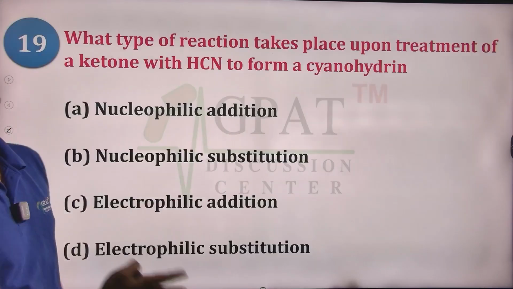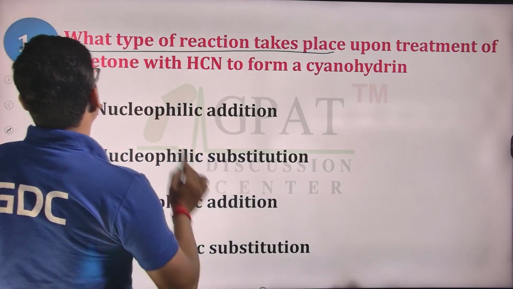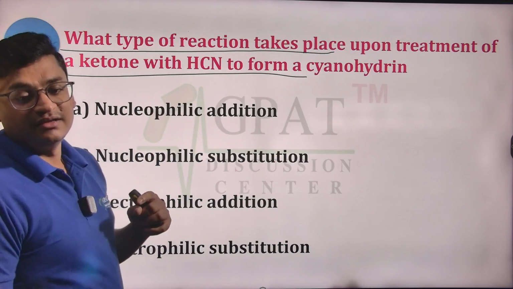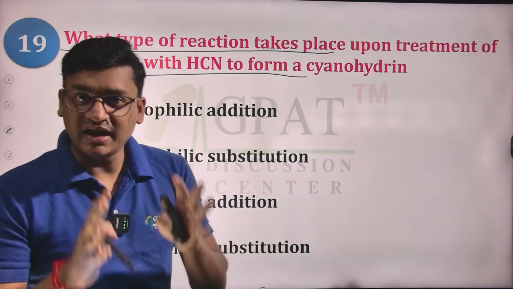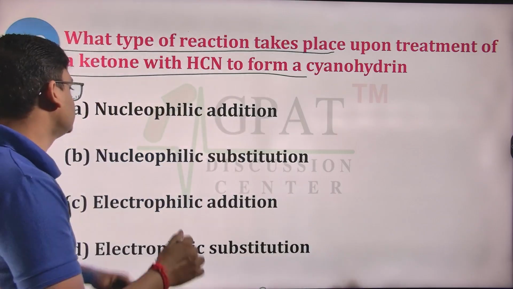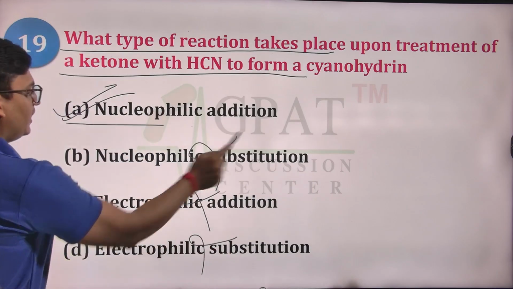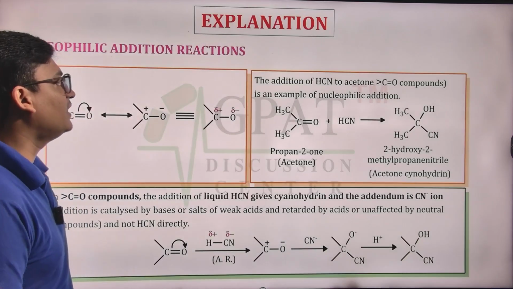What type of reaction takes place upon treatment of a ketone with HCN to form a cyanohydrin? So that will be a carbonyl compound with HCN, a nucleophilic kind of addition reaction. Nucleophilic addition reaction, so A will be your right answer.